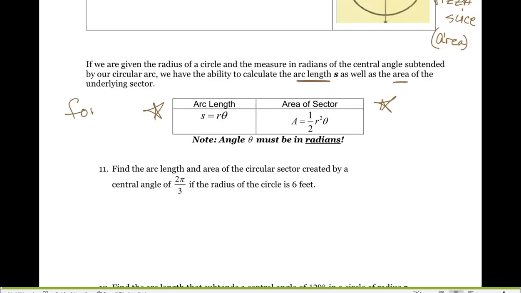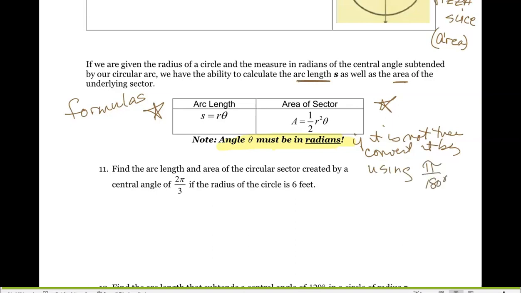So these are your formulas. Now, the most important thing about this is your angle has to be in radians. So I'm going to add the caveat: if it is not, then convert it by using pi over 180.